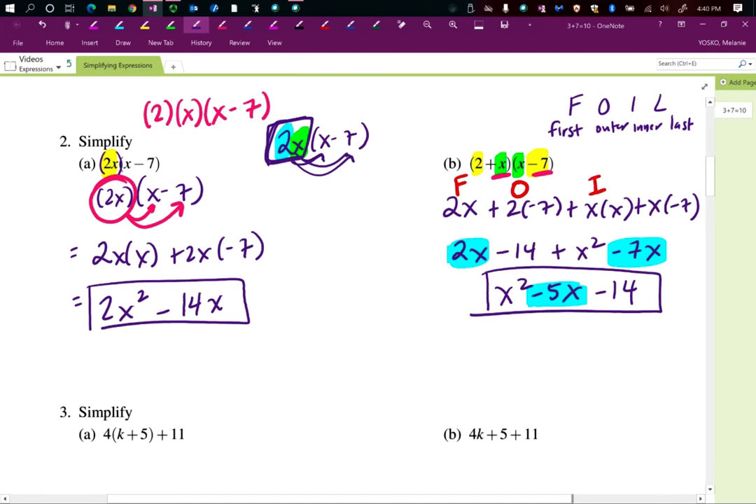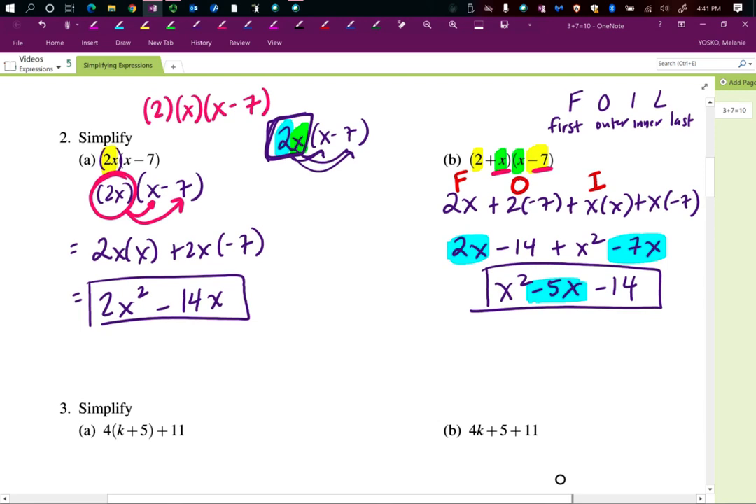Look at the answers. Very different, right? If I look at 2x, all of it times x minus 7, and then 2 plus x times x minus 7, the answers are completely different. So please do not confuse the two.